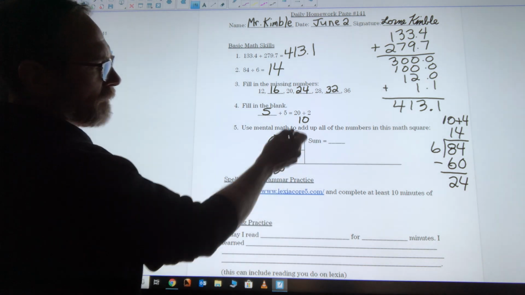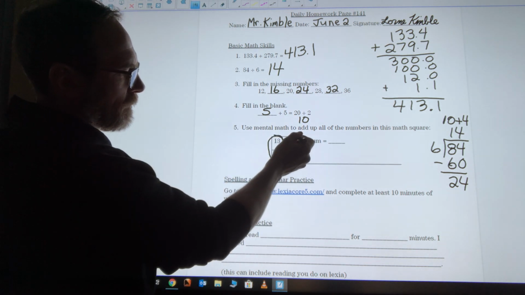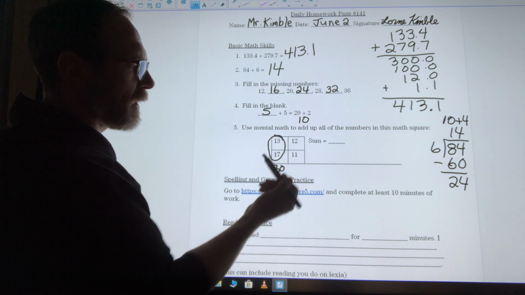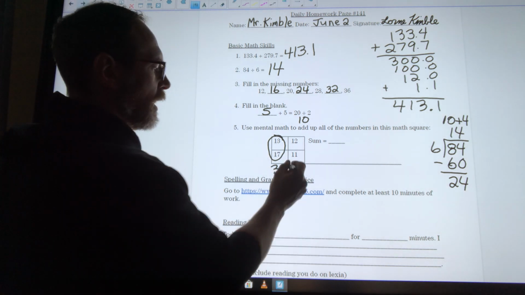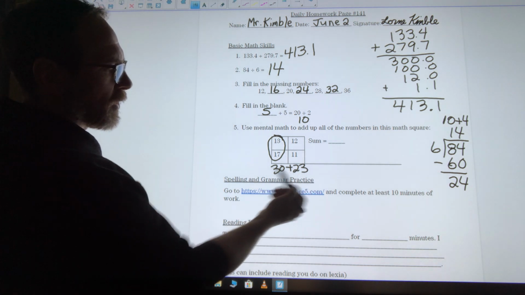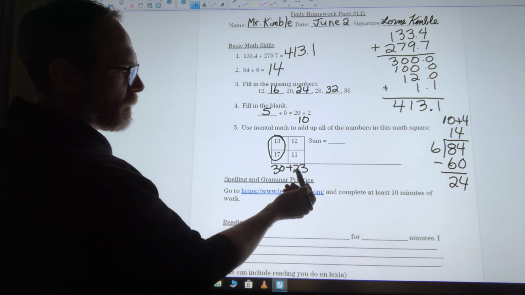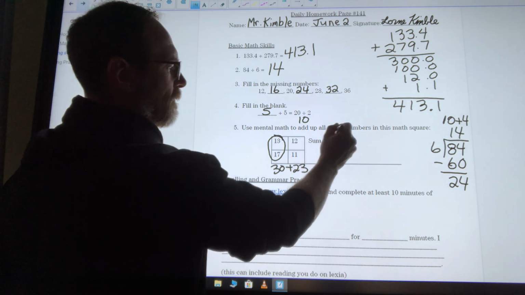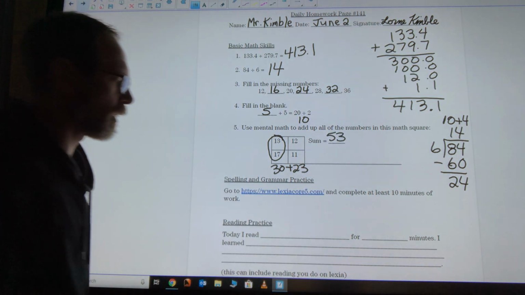And then I'm going to look at these numbers separate. So 12 plus 11. Well, I know 12 plus 10 is 22. So 12 plus 11 would be 23. And so if I put together 30 and 23, well, that's 30 plus 20 is 50, plus another 3 is 53.